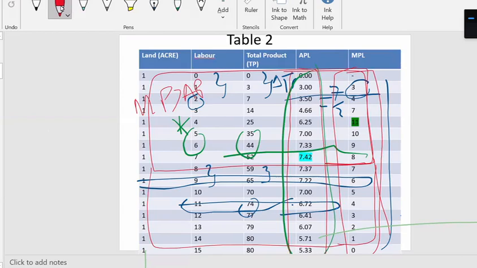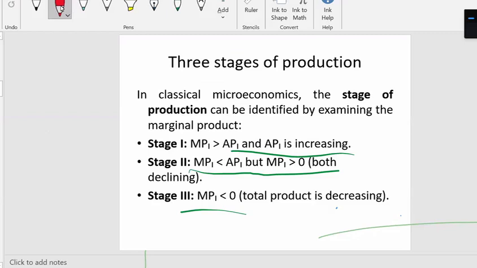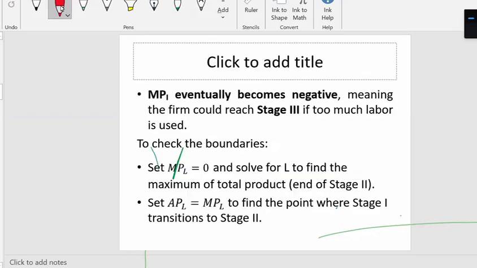Okay? Kwa hiyo tukiendelea, in those stages, marginal product is greater than average product. That is the first stage. The second stage we have seen, lakini the third stage, total product is declining. So now to check the boundaries, you can compute. Zile boundaries, you can set marginal product is equal to 0, sawa? To solve for labor.